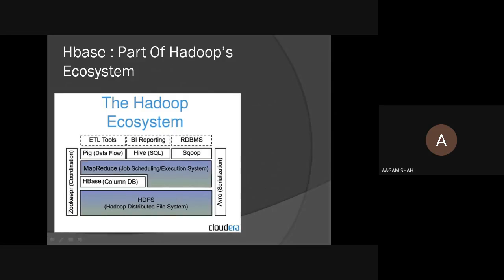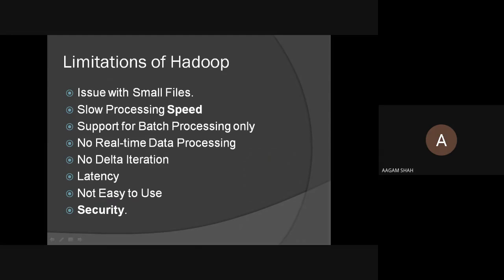So HBase is the part of Hadoop's ecosystem. As you can see, HBase is built on top of the Hadoop distributed file system, and these HBase files are internally stored in HDFS. There are some limitations of Hadoop, so we are using HBase. The limitations of Hadoop are issues with small files, slow processing speed, support for batch processing, no real-time data processing, no delta iteration, latency, not easy to use, and security.